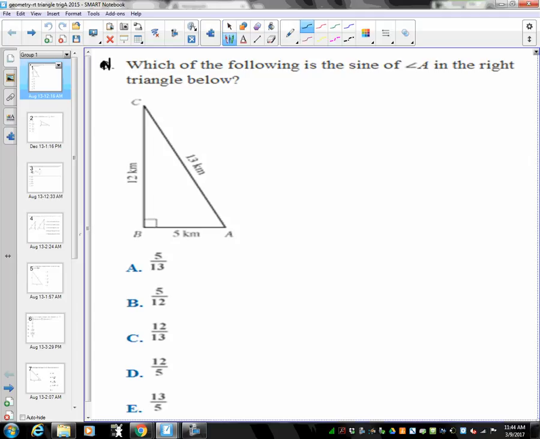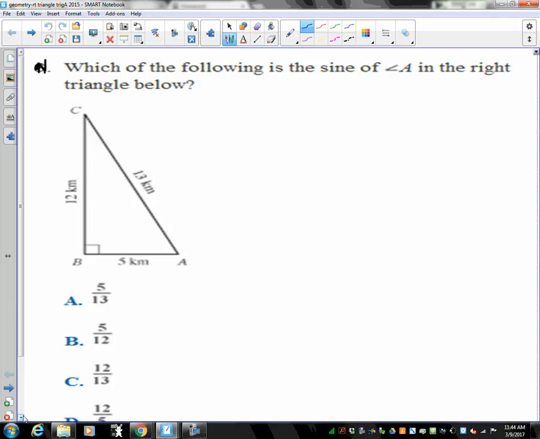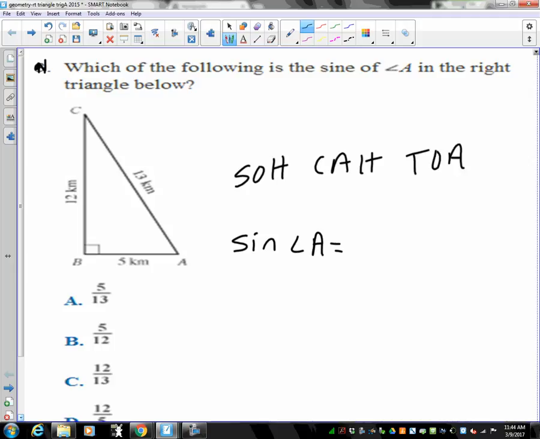Okay, in our first problem here, we just have to find the sine of angle A here. So if we look at the sine of angle A, let's remember our sine ratio. We have our little mnemonic to help us out. Okay, so the sine is the opposite over the hypotenuse.